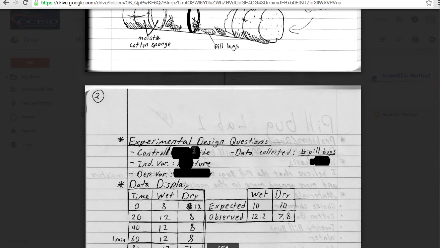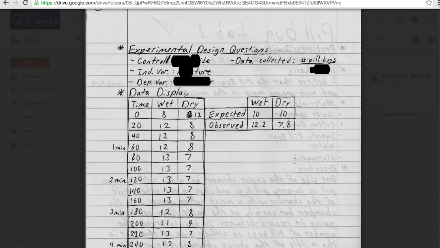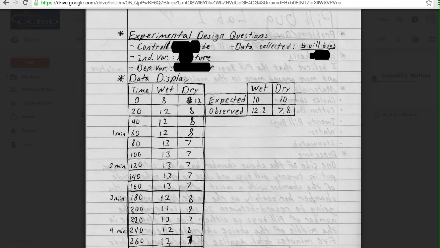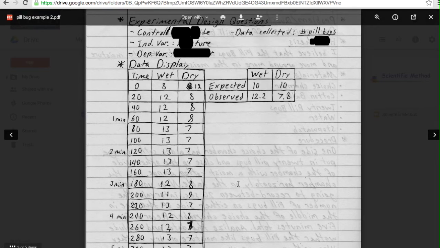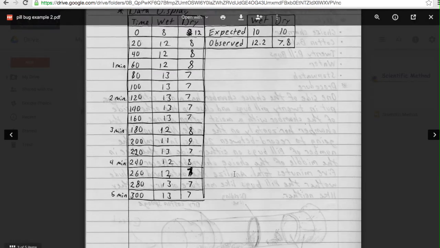After procedure comes the experimental design questions section. This is where you will write control and then identify it. You will also write independent and dependent variable and identify those as well. Lastly, you are to identify how and what type of data will be collected. After experimental design questions comes data display. This is where you took the table that I provided for you and simply copied it into the lab journal. Then on Friday, when we performed our experiment, you inputted all your data. So at this point, everything in your lab journal should be complete.